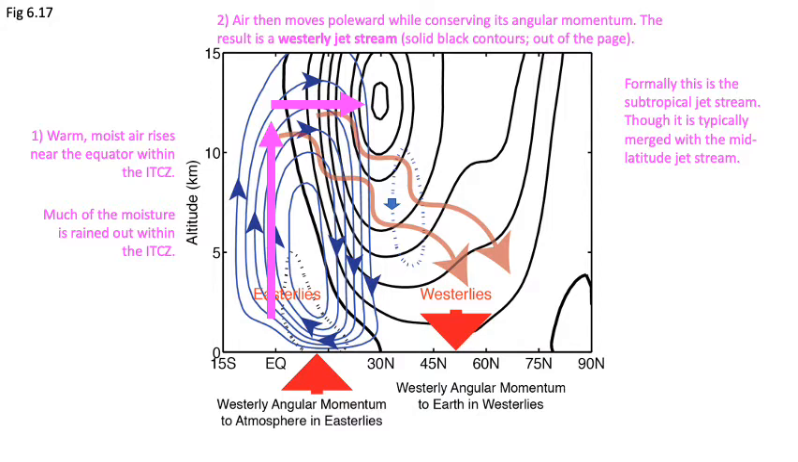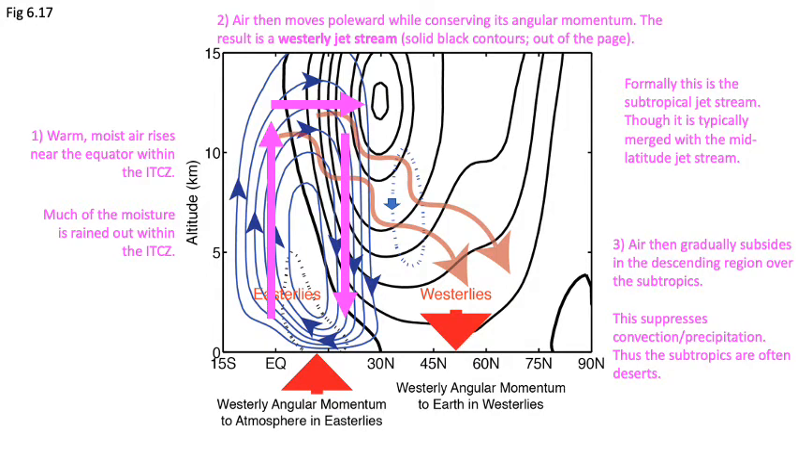Formally, this is the subtropical jet stream that's typically merged with the mid-latitude jet stream, but there are other processes related to the extratropical eddies themselves that serve to also accelerate the mid-latitude jet stream, but they're often merged together. You can still think of these to some extent as the same. And then next, the air gradually subsides in the descending region over the subtropics, and this suppresses convection and precipitation. As a result, the subtropics are often deserts.